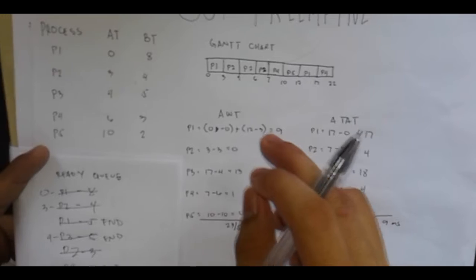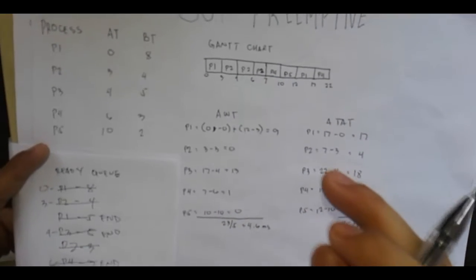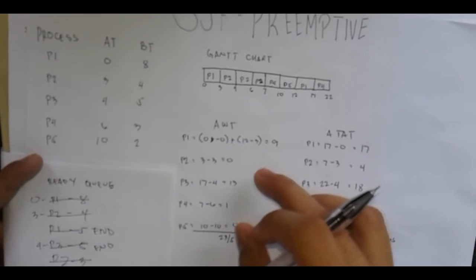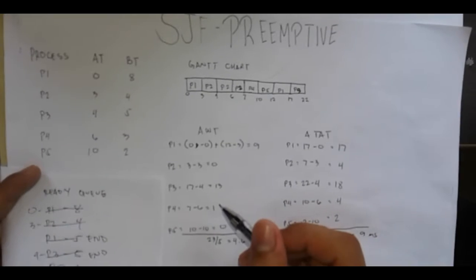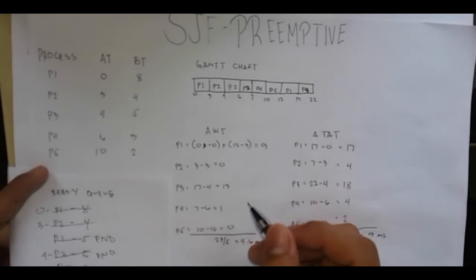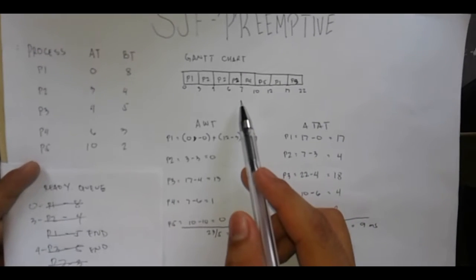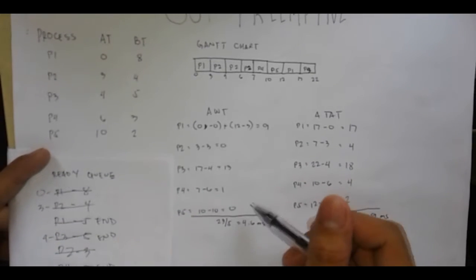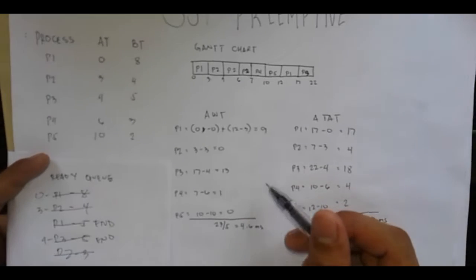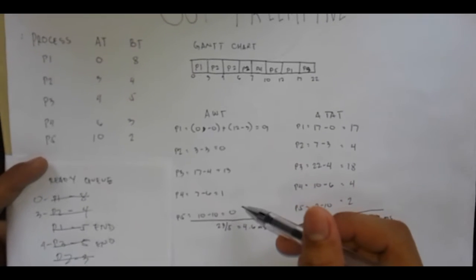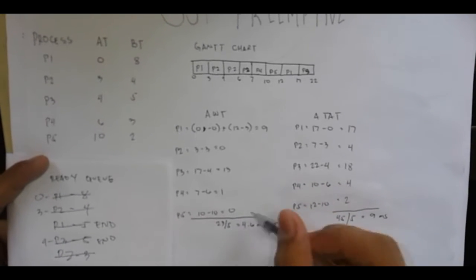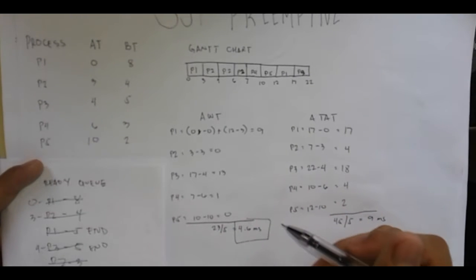And P2 arrived at time 3. So 3 minus 3 is 0. P3, 17 minus 4 is 13. And P4 arrived at time 7 minus 6. And P5, 10 minus 10 is equal to 0. So we will add each and divide it by the number of processes. So we get 4.6 ms.